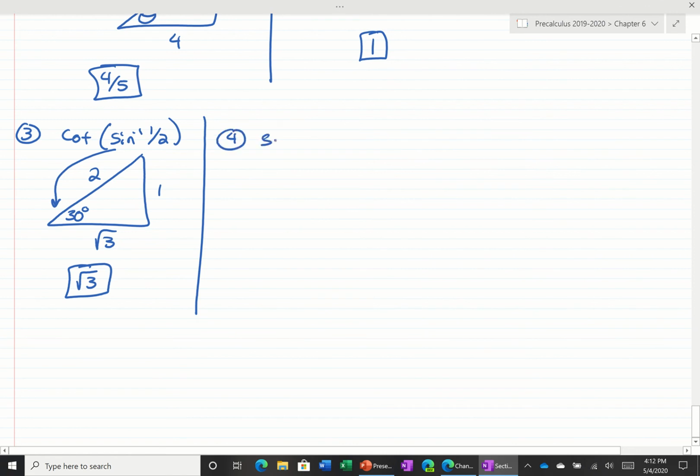Number 4, it says the secant of the inverse cotangent of 12/5. Okay, so let's draw a triangle whose angle right here is going to give us a cotangent of 12 over 5. Well, this has to be 13, using Pythagorean theorem, so the secant would be hypotenuse over adjacent.